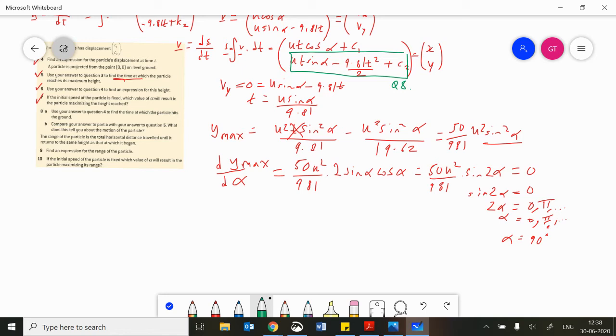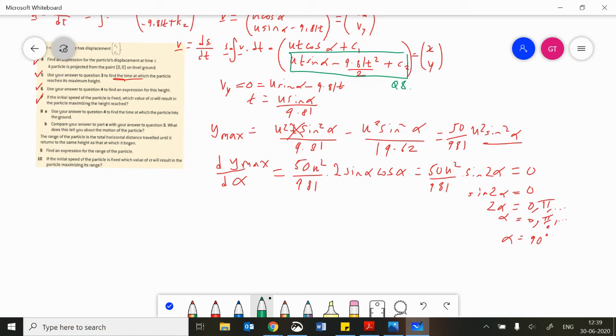Use your answer to question 4 to find the time at which the particle hits the ground. I'm feeling like C2 should be equal to 0. Why should C2 be equal to 0? Because I'm missing something here. I thought there was some extra information because we have this extra C2 there, which is going to complicate things no end.